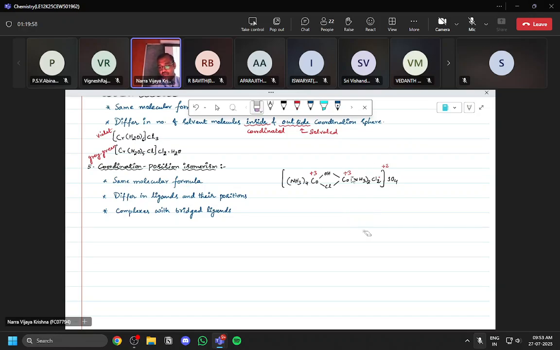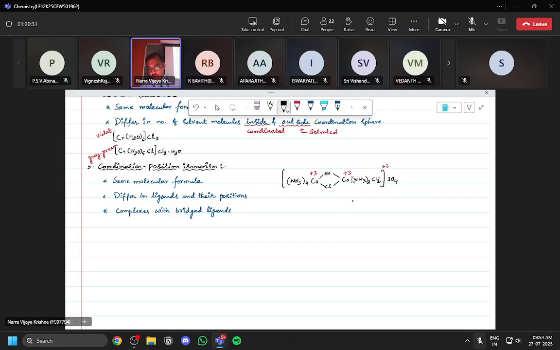Acceptable or not? So the name: tetraamine cobalt(III), mu-chlorido, again mu-hydroxido, diamine, dichlorido, cobalt(III) sulfate. Clear? Any questions? Now observe this.